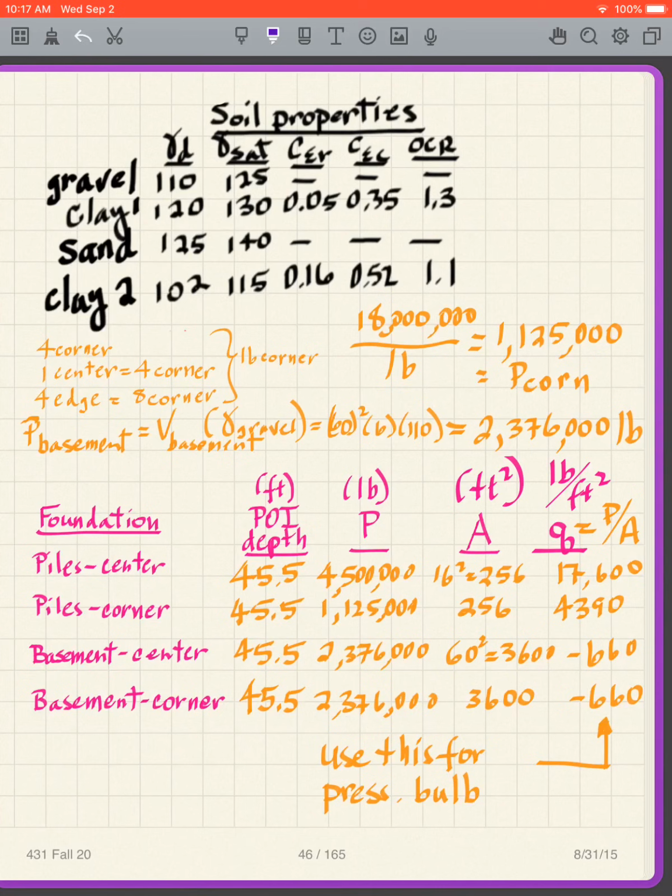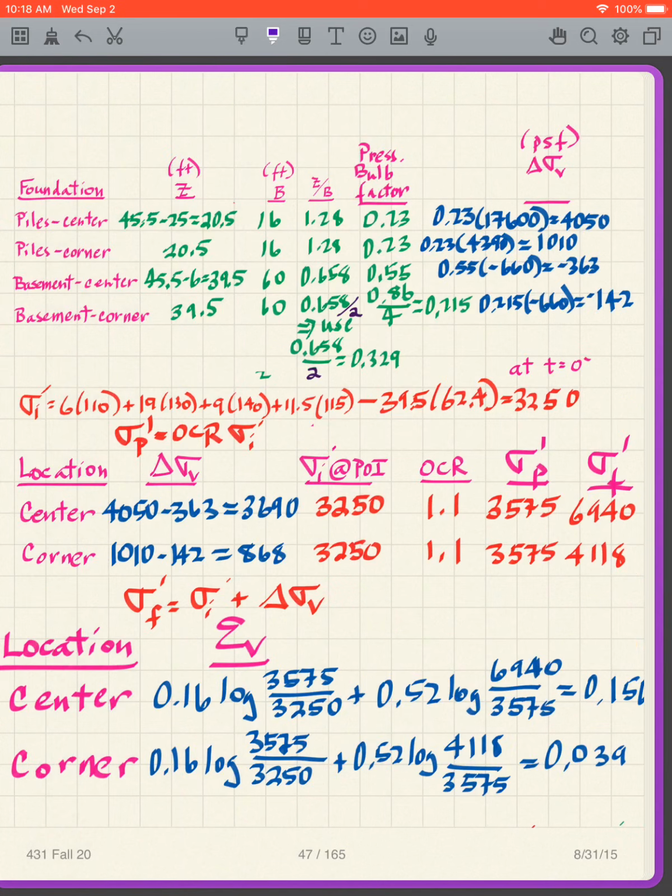The area, now what are the areas then? Of course, the areas for the columns are the area of the pile caps for the columns, which is 16 squared, 256, whereas for the basement it's 60 squared, 3,600. So we take our Q, which is P over A, just divide those out, and we put in a negative sign for this one. And this is the Q we're going to work with for the pressure bulb, with the pressure bulb factor.